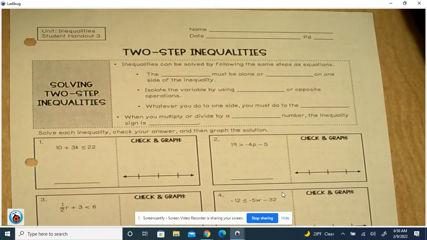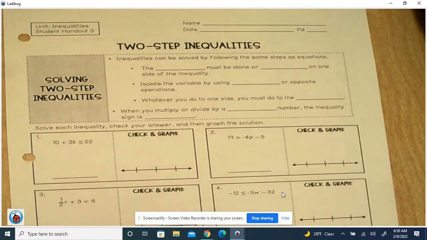This video is on two-step inequalities. These are just like equations, all except for they have the inequality symbol. So we're going to treat it just like we did. Inequalities can be solved by following the same steps as equations.